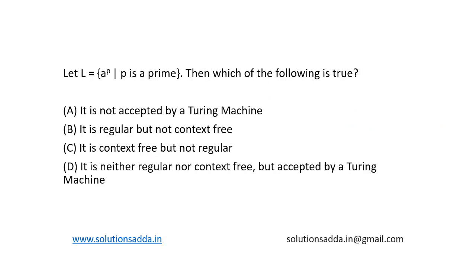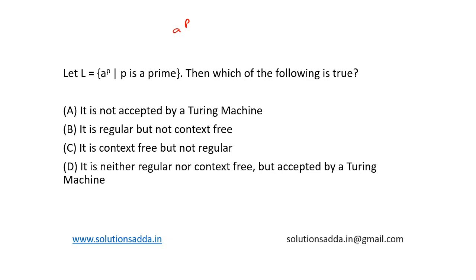This is a question from theory of computation. Let L be a language which is of the form a to the power p, where p is a prime number. Then which of the following is true? Option A, it is not accepted by a Turing machine. False. It can be accepted by a Turing machine. Option B, it is regular but not context free. A to the power p, where p is a prime, is not a regular language, and it is not context free either. So options B and C are false.